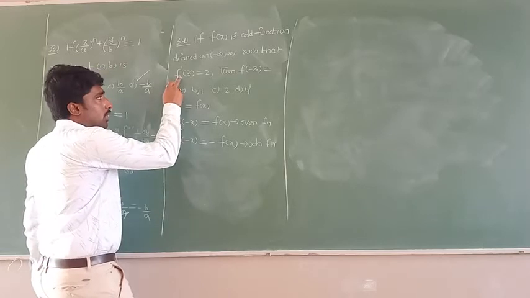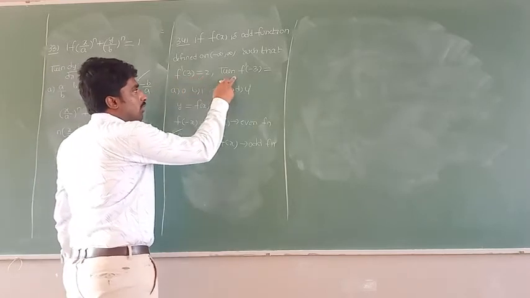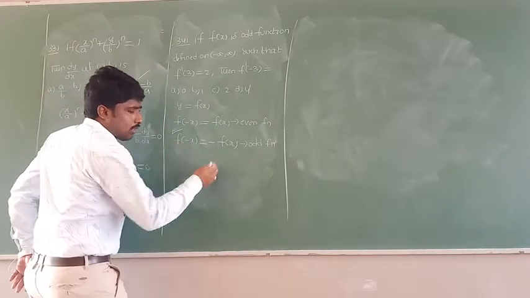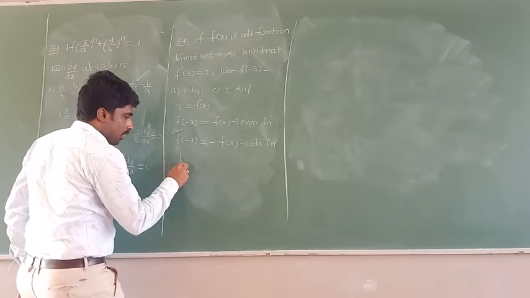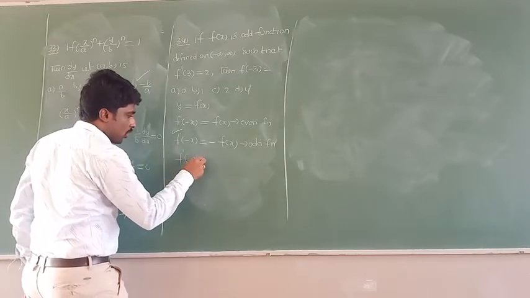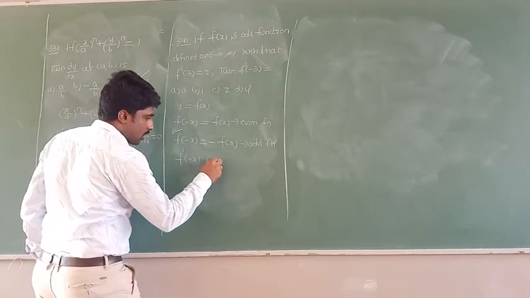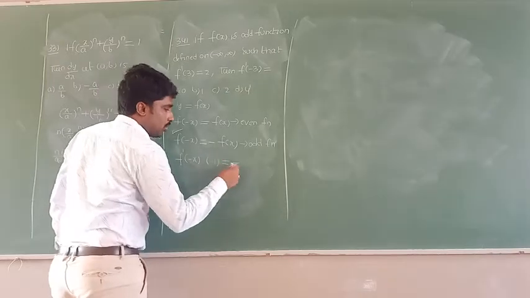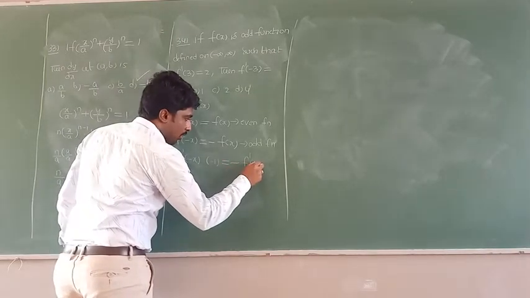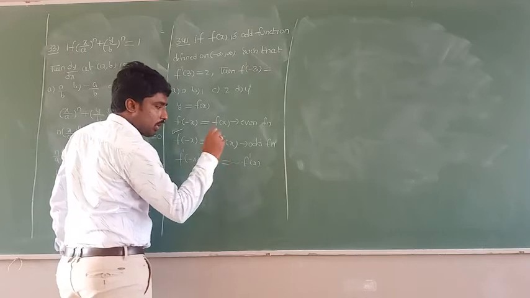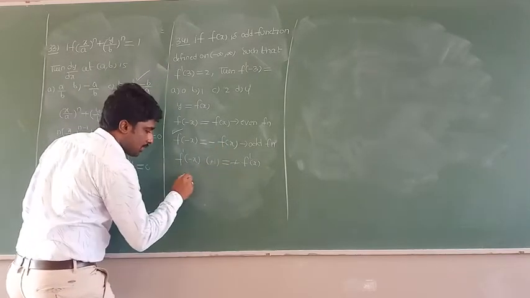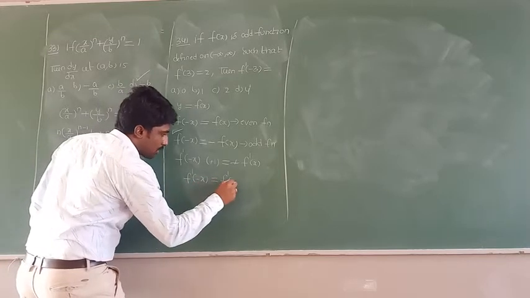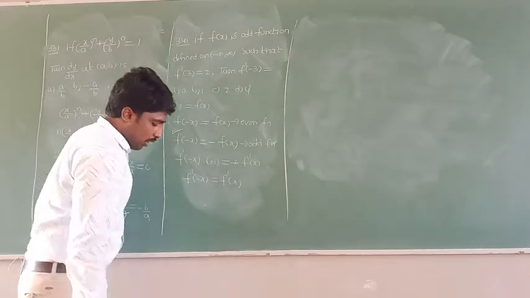Next, what they have given here? f dash of 3 equal to 2. Then what is f dash of minus 3? Now I need to differentiate this function on both sides. So f dash of minus x into the internal differentiation of minus x, which is minus, equal to minus of f dash of x into the internal differentiation of x, which is 1. So minus minus gets cancelled. What am I getting here? f dash of minus x equal to f dash of x. Is it clear, everybody?